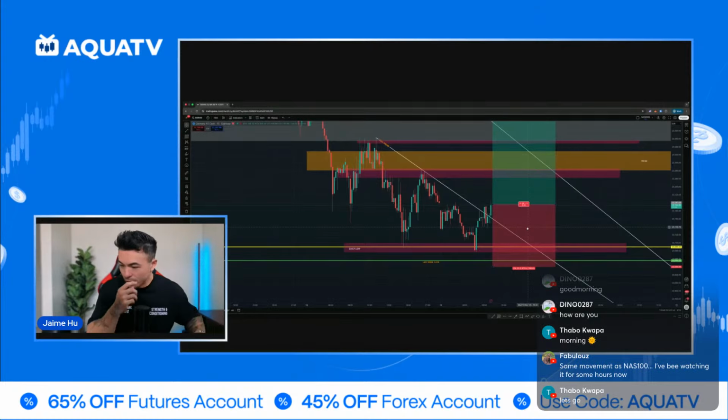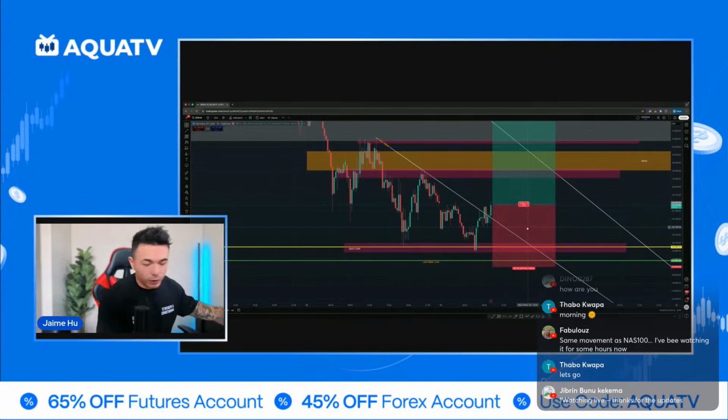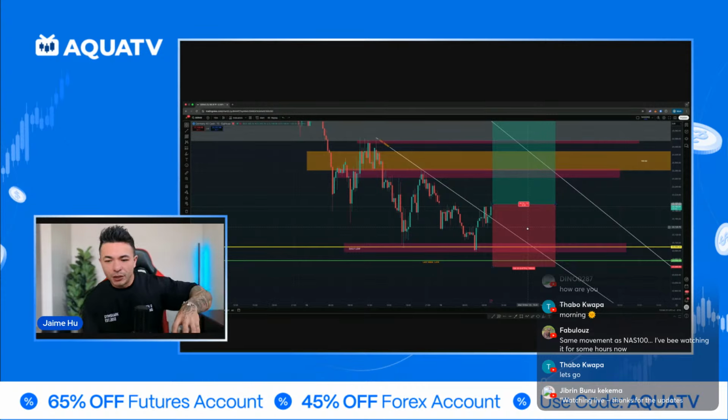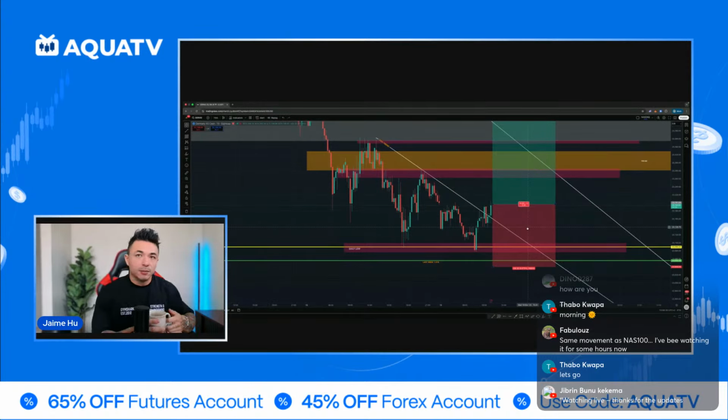Everyone in the Discord watching, so we are trading German 40 for London Open. I'm most likely going to take a buy trade today, just purely based off a W pattern that I'm seeing on the 15-minute time frame. And everything aligns pretty well.